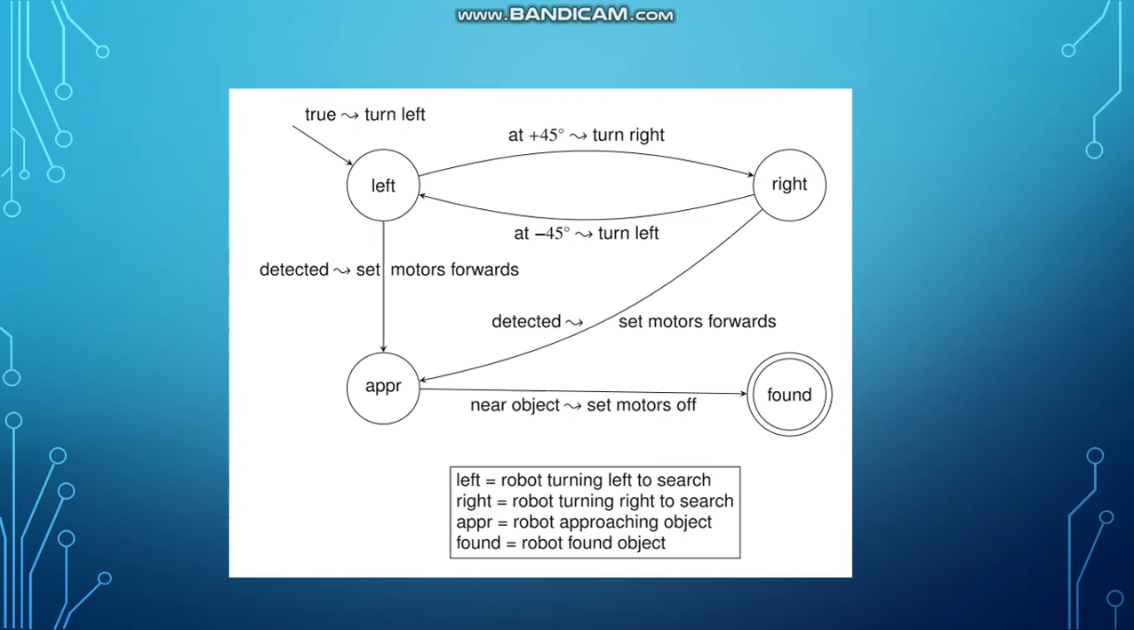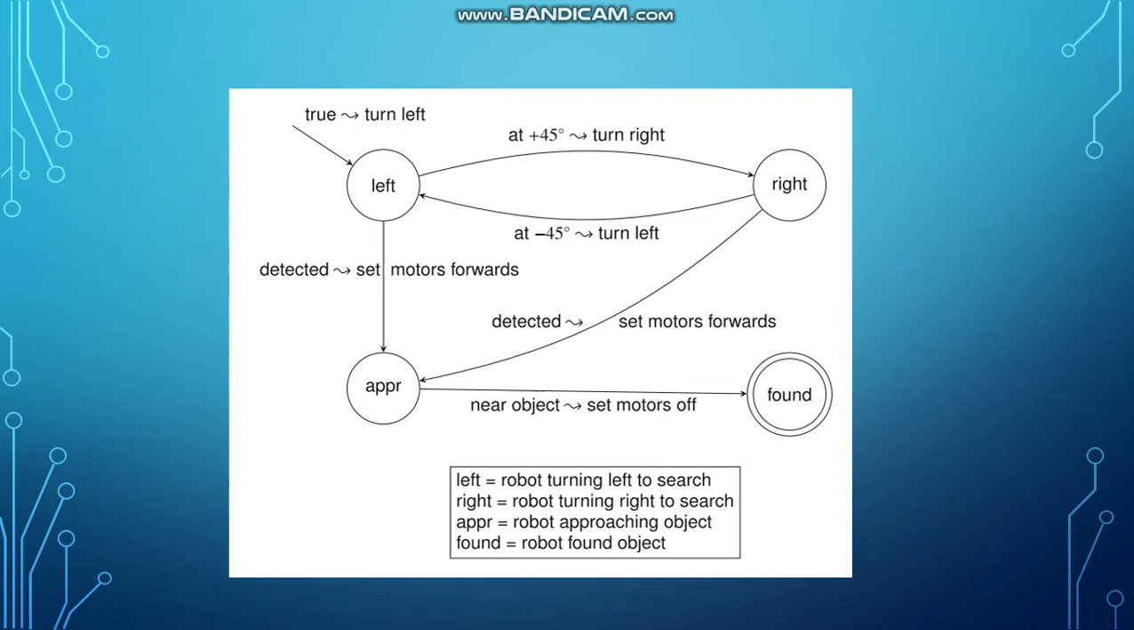The second concept is non-determinism. Why is it called non-determinism? Because when you go into a state, you cannot predict or determine what the next state is, because it depends. From this state, it can turn right or it can approach. So you can never determine, and so it is called non-determinism.